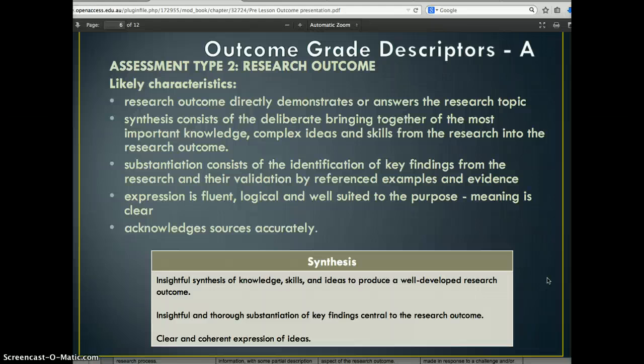Expression is fluent, logical, and well suited to the purpose. Meaning is clear, and you acknowledge your sources accurately. Don't forget to use the reference generator on the OSC library website.